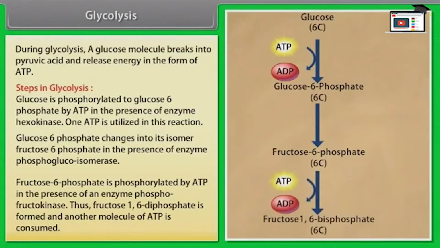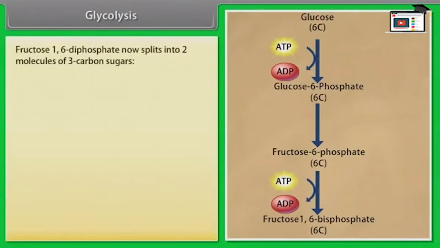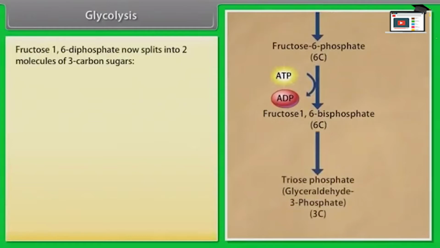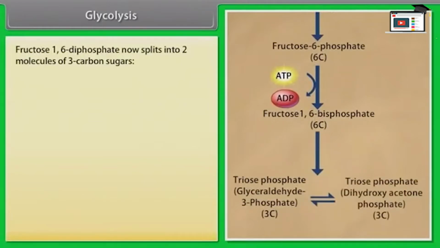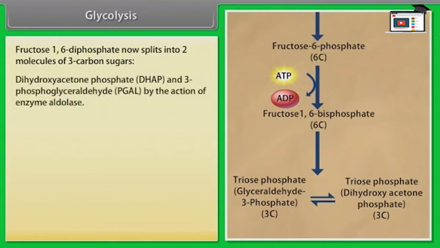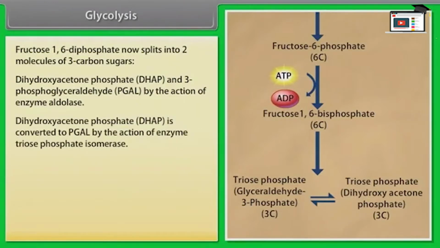Fructose 6-phosphate is phosphorylated by ATP in the presence of an enzyme phosphofructokinase. Thus, fructose 1,6-diphosphate is formed and another molecule of ATP is consumed. Fructose 1,6-diphosphate now splits into two molecules of 3-carbon sugars, dihydroxyacetone phosphate DHAP and 3-phosphoglyceraldehyde PGAL by the action of enzyme aldolase. Dihydroxyacetone phosphate DHAP is converted to PGAL by the action of enzyme triose phosphate isomerase.